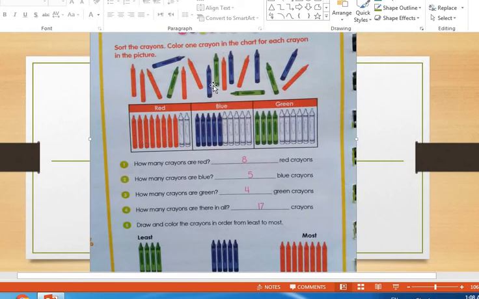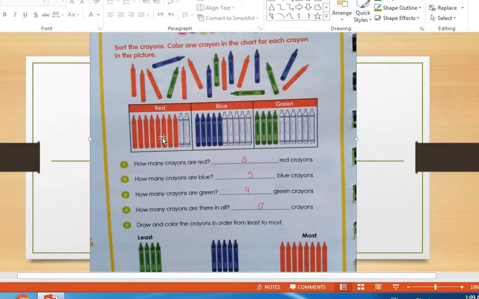Then here in the blue crayons, I will color how many? I will count first. 1, 2, 3, 4, 5. So I will color here 5 crayons. After that, I count the green. 1, 2, 3, 4. So here I have 4 green crayons.